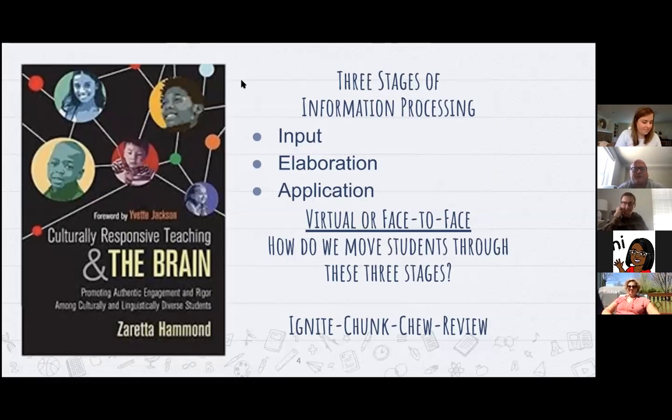One of the books that has been instrumental in our equity work around the district is Zaretta Hammond's Culturally Responsive Teaching and the Brain. When we started thinking about this work, we wanted to align it with her work of brain-based learning, but also be mindful of the cultural aspects that are important. In her book, she identifies 3 stages of information processing that are common for all learning to happen in the brain. They start with input.